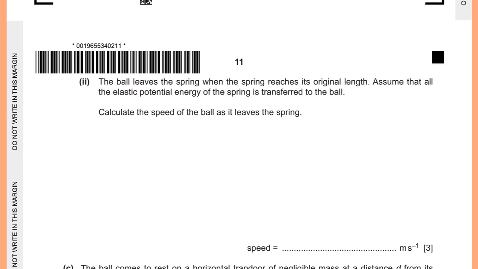The ball leaves the spring when the spring reaches its original length. Assume that all the elastic potential energy is transferred to the ball. Calculate the speed of the ball as it leaves the spring. Again, if you were thinking about what you were doing, then you know that out of the elastic potential energy, only a small portion goes into the GPE. So the rest must go into the kinetic energy.